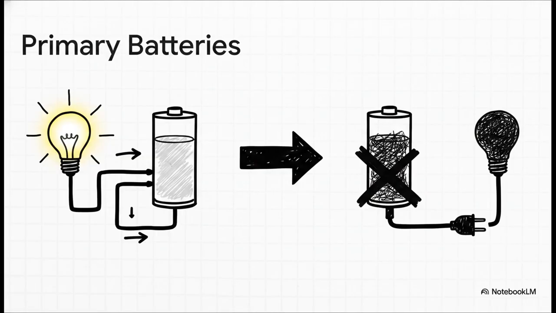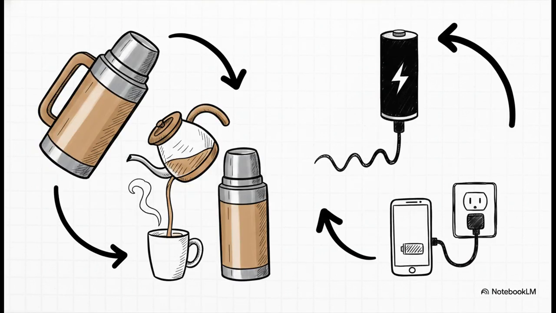But here is the catch. That supply only lasts as long as those chemicals are present. Once they are tapped out, you cannot recharge it. It's discarded after use. A perfect example would be your standard dry cell, like a zinc manganese dioxide battery. Just one and done. On the flip side, let's look at the secondary battery.